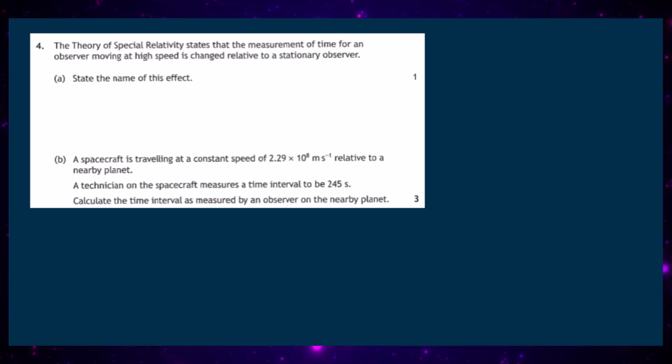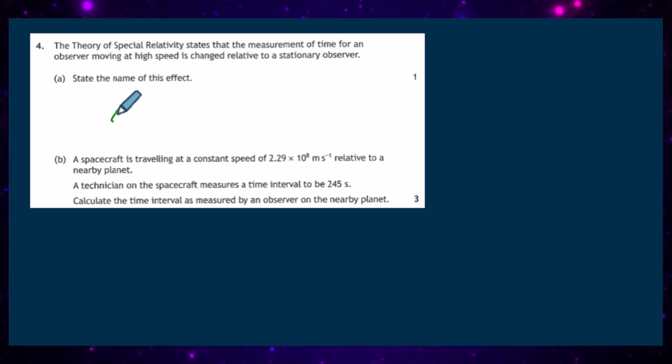Question 4 from the 2025 Higher Physics Examination from the SQA Paper 2. The theory of special relativity states that the measurement of time for an observer moving at a high speed is changed relative to a stationary observer. And for 1 mark, we're asked to state the name of the effect.